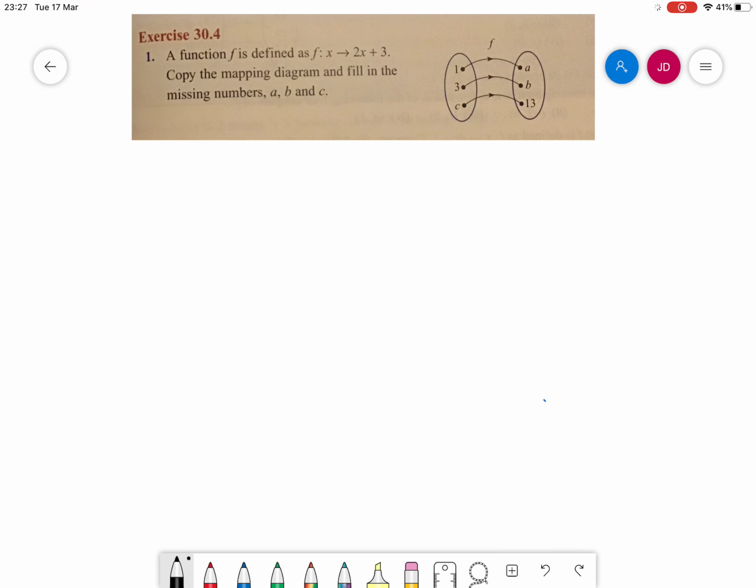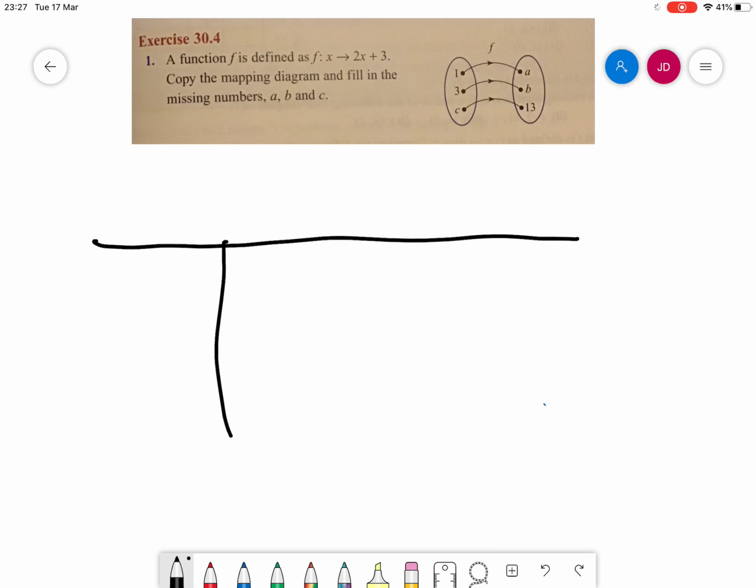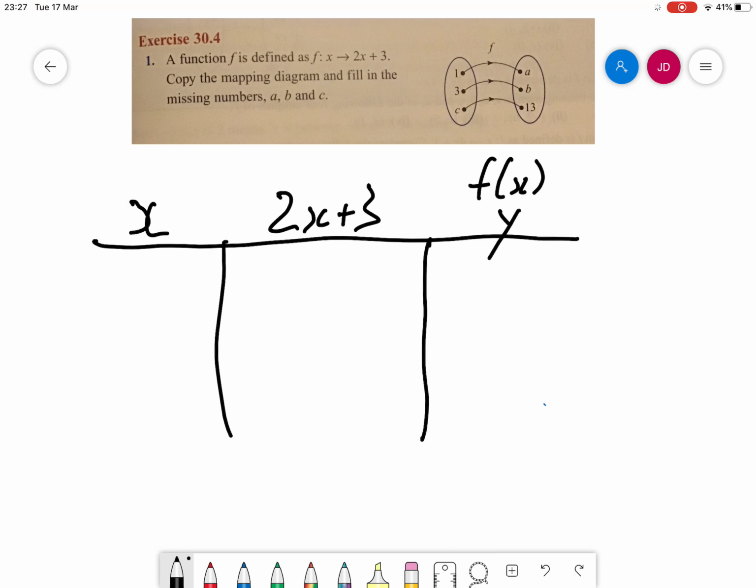So, first thing I need to do is I need to put this mapping function into the regular table that we're used to seeing. Okay, so we have here, actually, let me just make that a little bigger. There we go. We know that we put our x values here. We know that our function goes across here, which we're told in the question is 2x plus 3. And then we know over here is where our output is, which is f of x or y, whichever you want to call it. So we're asked for three different things here: 1, 3, and c. So we don't have to list all the numbers in our x, we just put in the ones we're looking for. So 1, 3, and c.